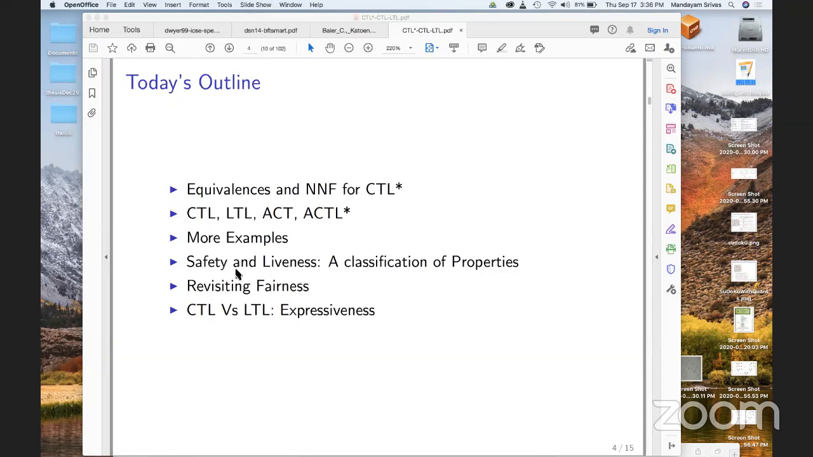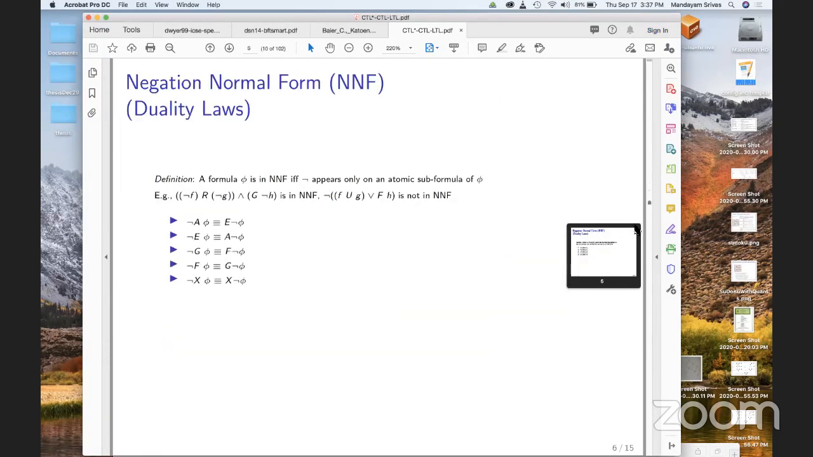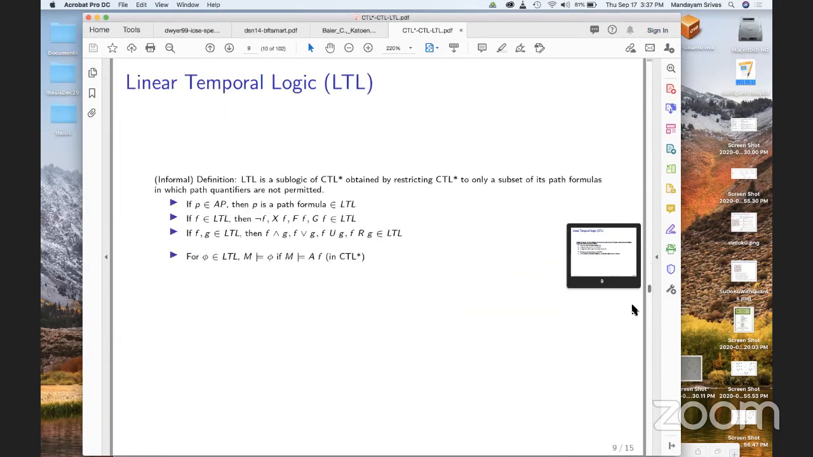Then we'll see another classification of these properties that is useful both for specification and model checking, classifying any general CTL star property as a safety property or a liveness property. I'll be revisiting fairness, giving a little bit more formal definition, and seeing why it is important even from a model checking point of view. We've already seen some of that, and so that's what I want to do. So let me go to the slide where I left off last time.